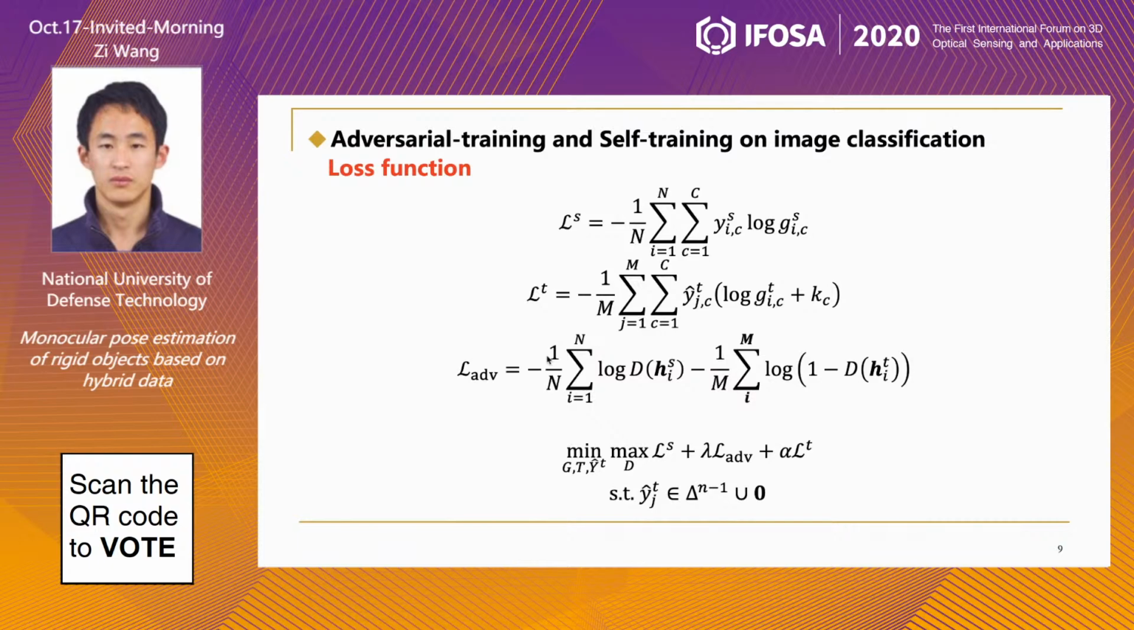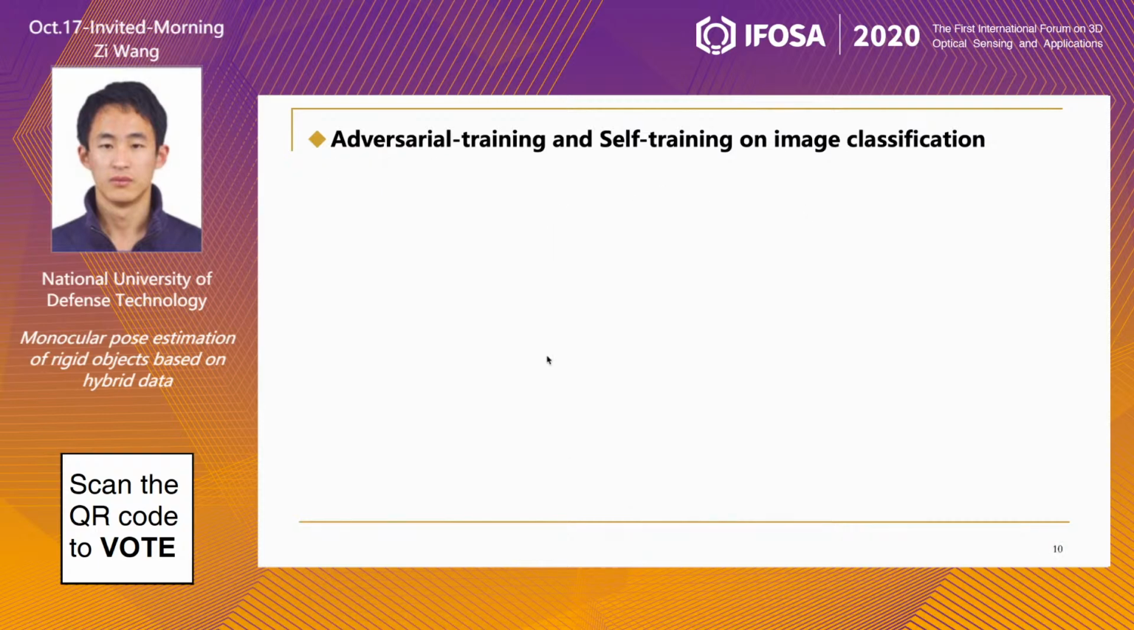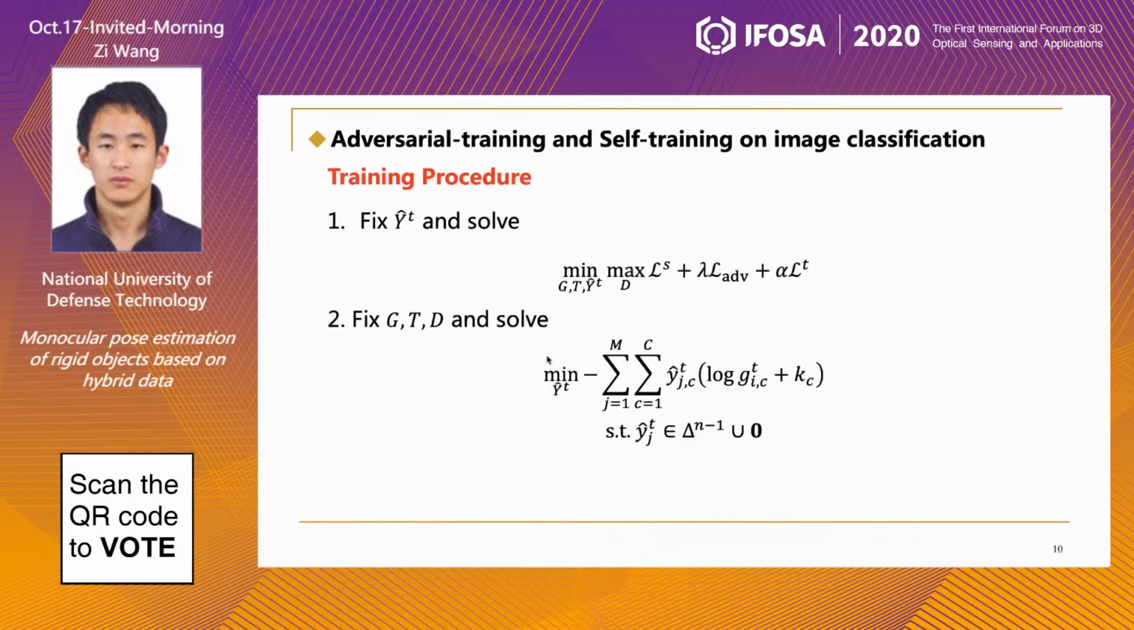However, the pseudo labels are discrete. So we optimize the network parameters and pseudo labels alternately with two steps. Step one, fix pseudo labels YT and minimize the loss with respect to the network parameters. Step two, fix the network parameters and update the pseudo labels of target samples. We call one step one followed by one step two a training round, and repeat the two steps for multiple rounds.